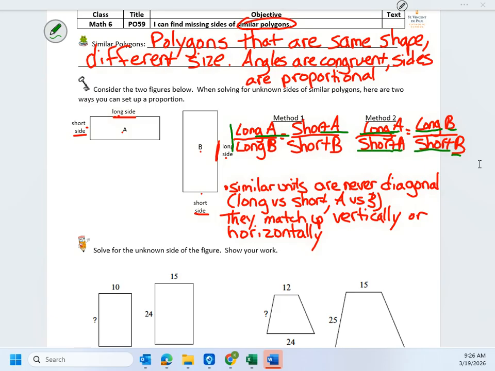Does that make sense? So we wouldn't want to see an A here and then an A diagonally across from it. So you always have to make sure up and down they match and across they match. So we're going to see how we use that to solve for the missing side, to find a missing measurement.